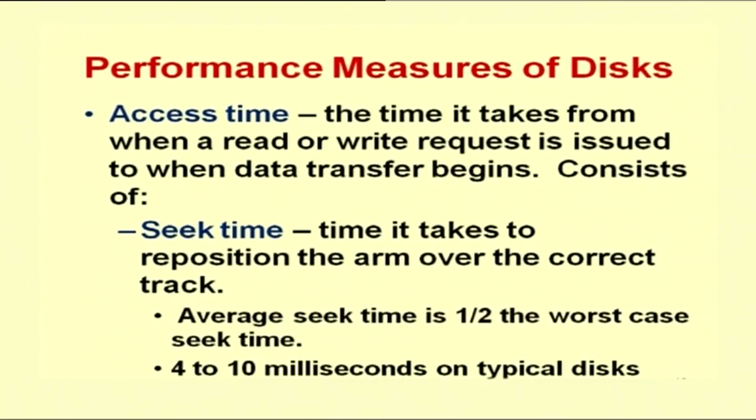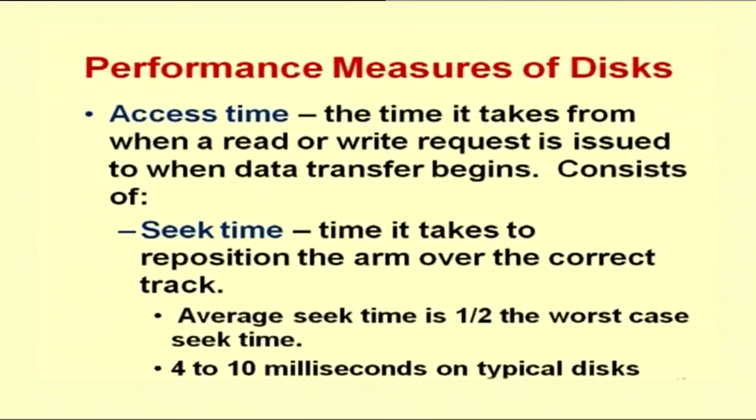The access time is the time it takes for a read and write to be issued and the actual data transfer to begin, the complete access time. I have given a request for read and write, and when is it that I get the transfer, or at least the transfer begins. This is divided into seek time, the time it takes to reposition the arm on the correct track. The average seek time is half the worst case seek time, and it is typically 4 to 5 milliseconds on typical disks.